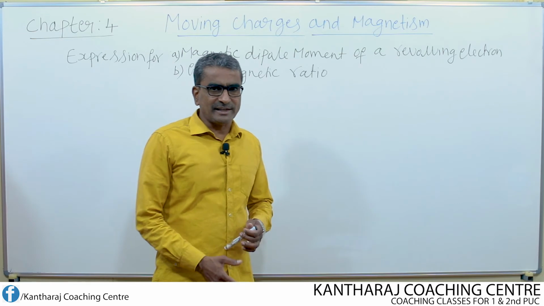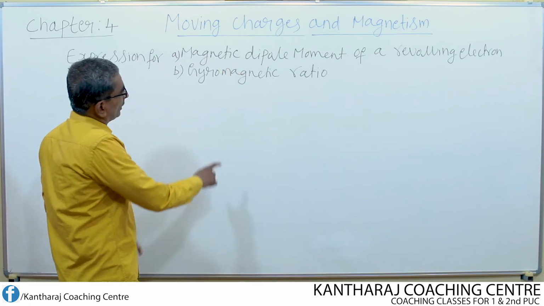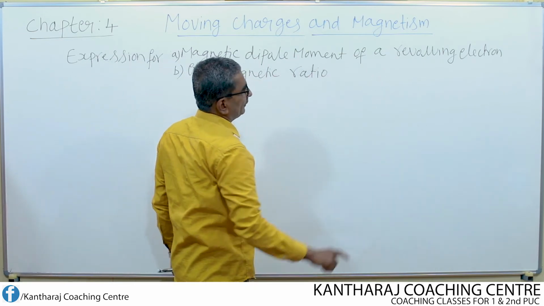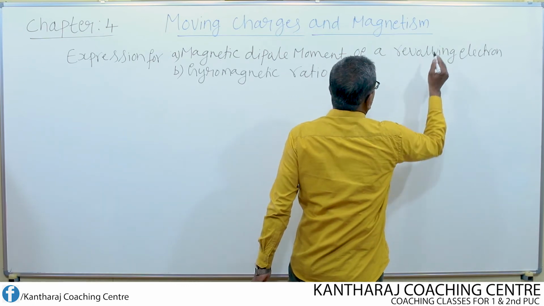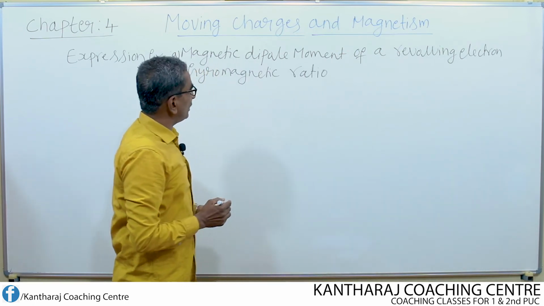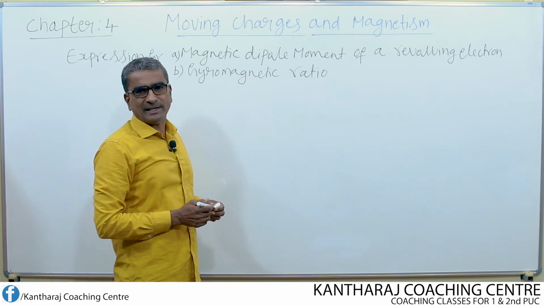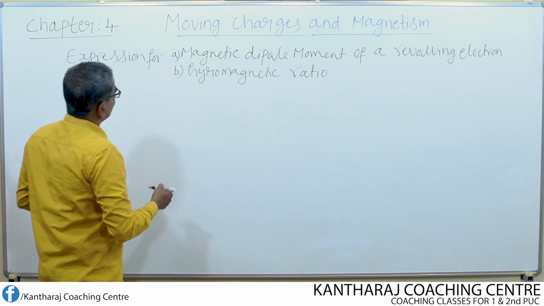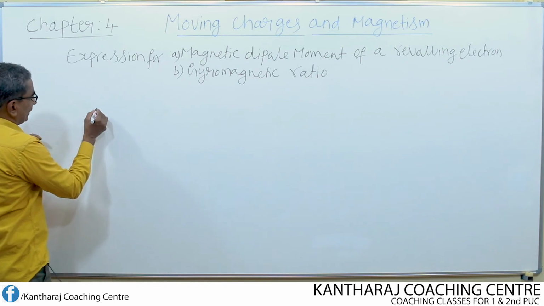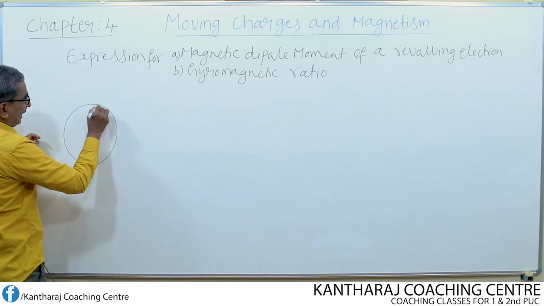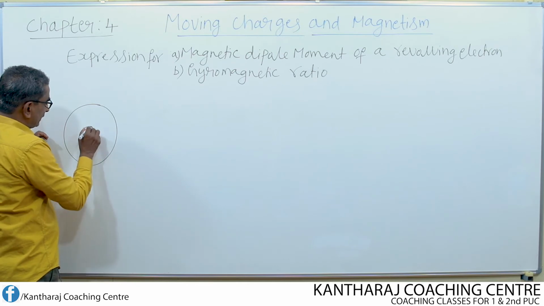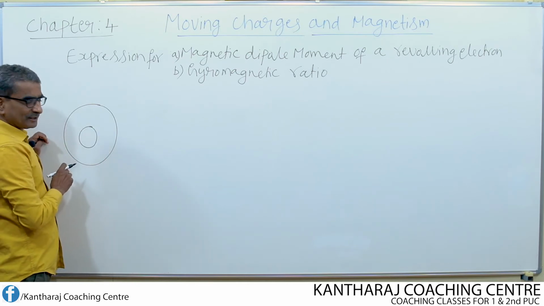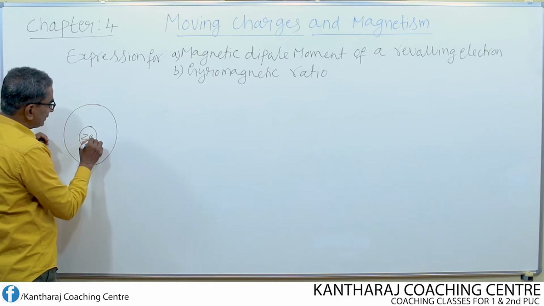Now let us derive the expression for the magnetic dipole moment of a revolving electron and also the expression for the gyromagnetic ratio. Now suppose I consider an electron revolving all around a nucleus, a heavy nucleus whose charge is Ze.